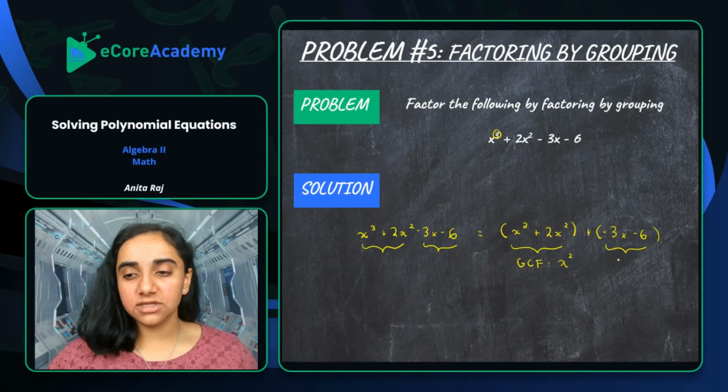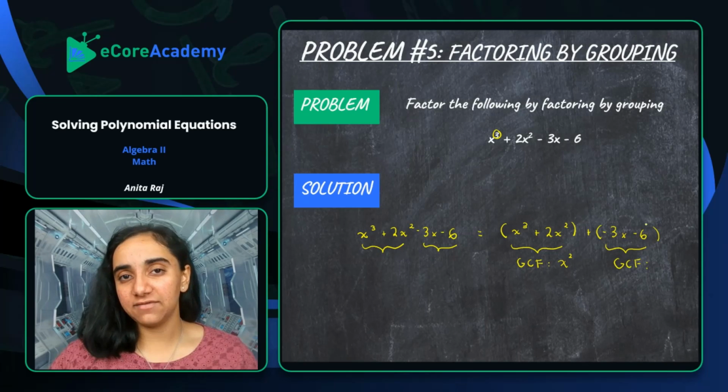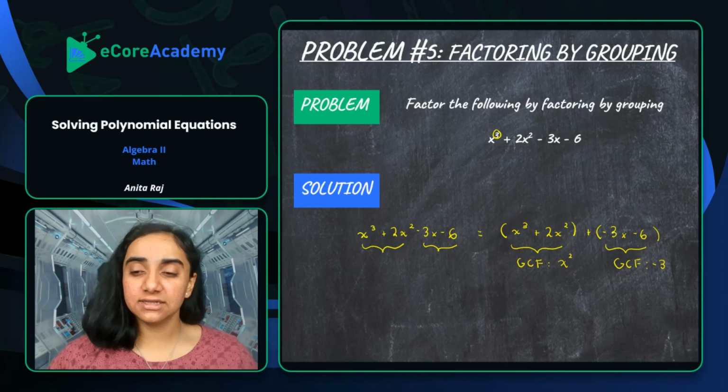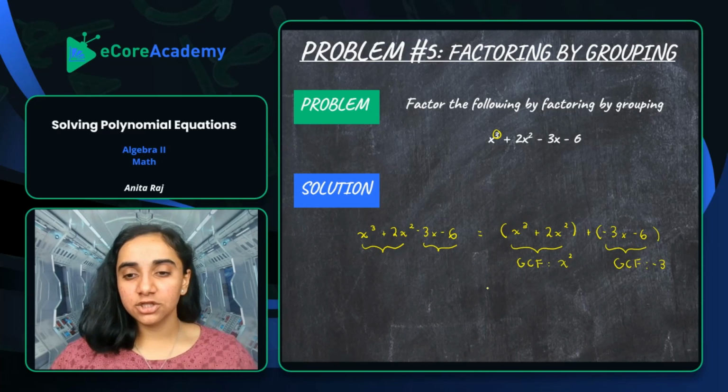In this set of parentheses, our GCF, we can't pull out any x's because the negative 6 doesn't have any x's. We can pull out a negative 3 because negative 3 divides into negative 3 and negative 6. So we're going to rewrite this as, after pulling the x squared out, x squared times x cubed divided by x squared is x. 2x squared divided by x squared is just 2. So we're going to have plus 2.